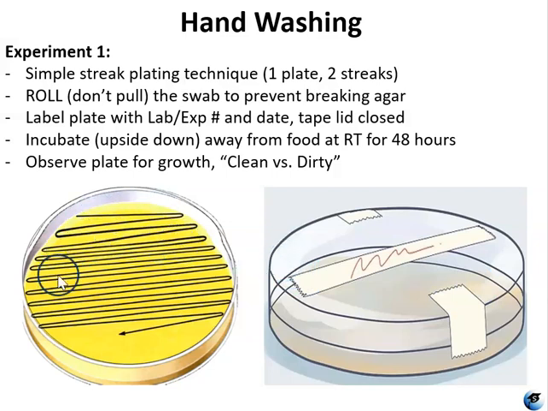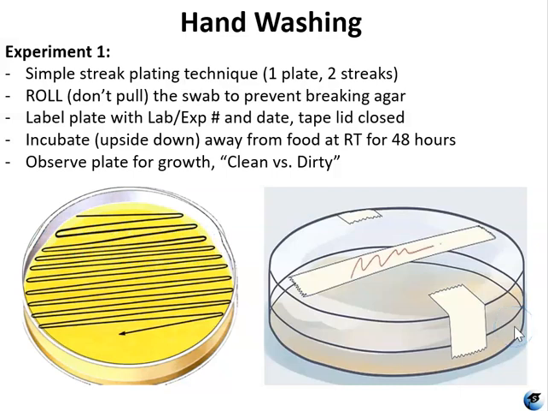Now this shows a simple streak just across the whole plate. In reality, this plate is going to be divided in half. So it'll be more like a simple streak on this side for the dirty side, and a simple streak on this side for the clean side. But I did want to show this because a simple streak is just a back and forth zigzag pattern. We will be learning other streaking techniques later.